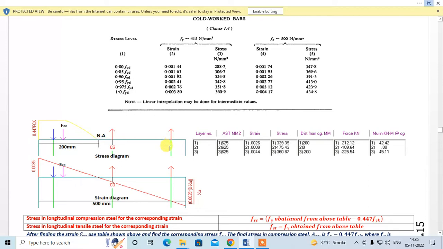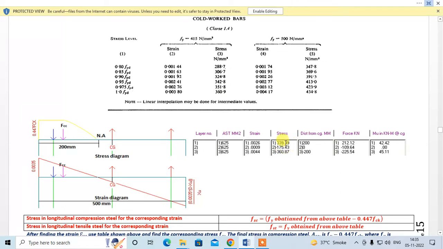Similarly, this is also a steel layer in tension. So this is 0.0044. So 0.0044 is greater than 0.0038. So the code says when the strain is greater than or equal to the yield strain, then the yield stress will be 360.9. So that is why you write 360.9.